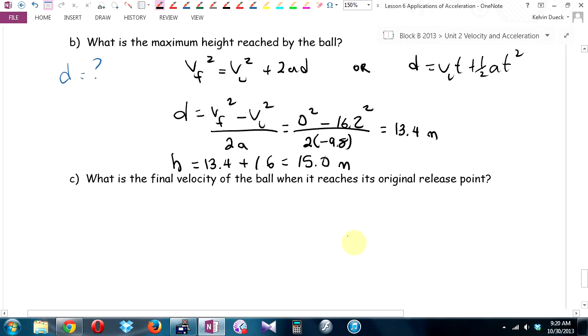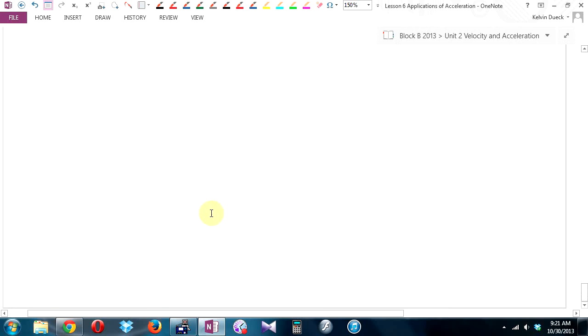C, what's the final velocity of the ball when it reaches its original release point? When it gets back to the height that it was launched from, what goes up must come down. So what's its velocity? Negative 16.2. Is that what it hits the ground at? No, you know what? It falls a little bit further. It probably hits the ground at about negative 16.4 or negative 16.5. If I was bored, I could actually calculate and figure it out, but I'm not going to. Okay. Free fall.